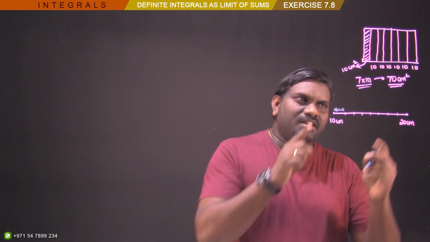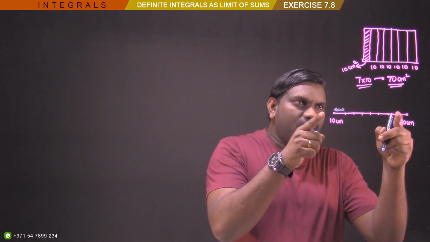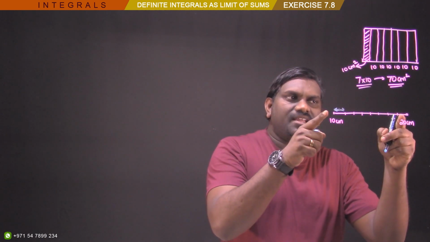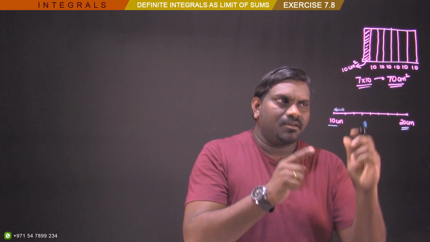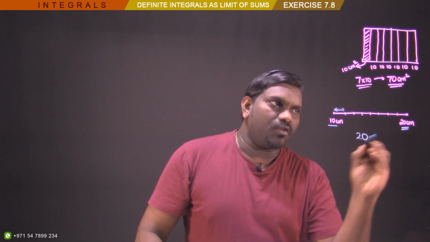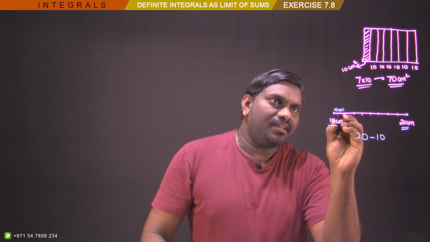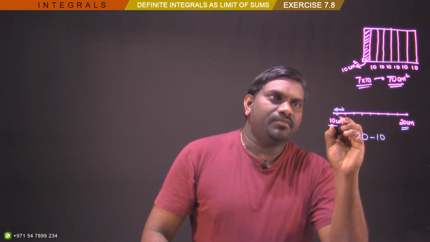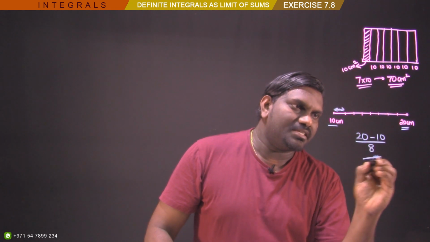So what you will do? If you already have a tape which you already calculated that this is 10 centimeter here, but you started from 10 and it went to 20. How is it 10 centimeter here? Mathematically, this is your final 20 minus this 10. Then if I want to get this distance or this length, what you will do? You check how many divisions: 1, 2, 3, 4, 5, 6, 7, 8. So divided by 8, isn't it?